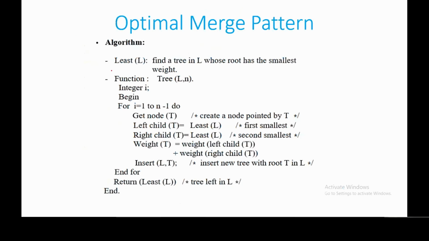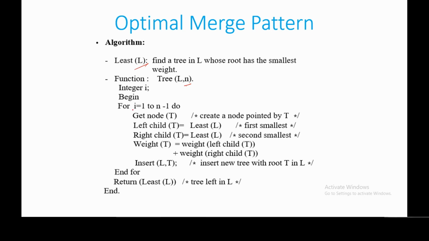So this is the algorithm. This is the least L. Means we need to find a tree in L whose root has the smallest weight. L is the list. So हमको वो optimal binary search tree find out करना है using that particular list. This is a function we are passing here, that list and n.